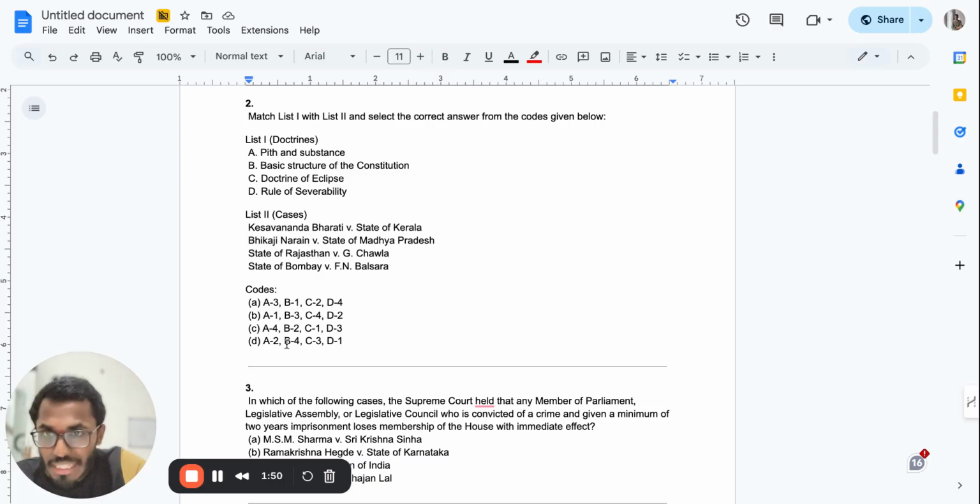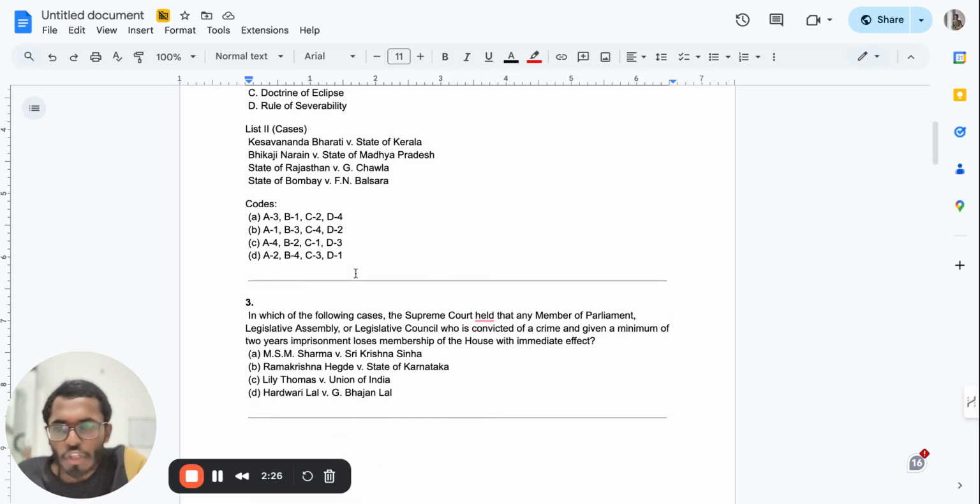Now, the correct answer for this question is option D. A is basically 2: pith and substance was decided in the case of Bhikaji Narayan versus the State of Madhya Pradesh. Second, B: basic structure of the constitution was decided in the case of State of Rajasthan versus Chawla. C is doctrine of eclipse, which was decided in the case of Keshavananda Bharati versus State of Kerala. Rule of severability was decided in the case of State of Bombay versus FN Balsara. You just need to remember this.